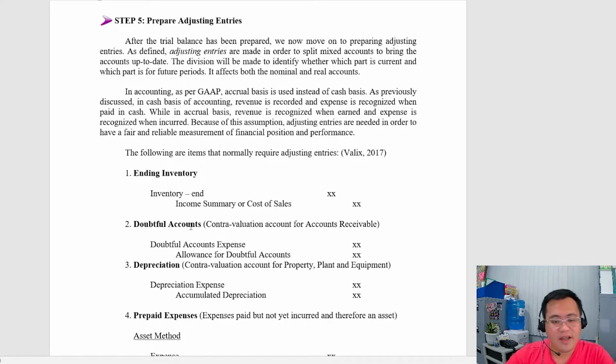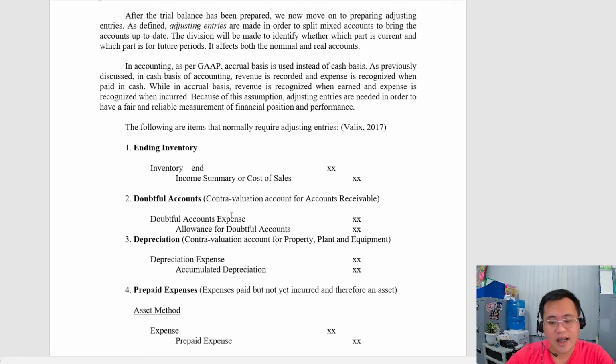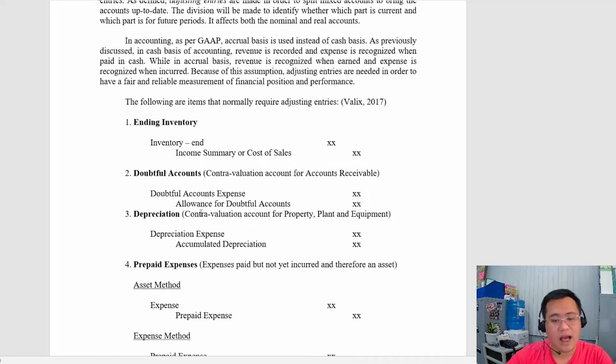Next, we have doubtful accounts. Doubtful accounts is the contra-valuation account for accounts receivable. Say for instance, your accounts receivable amounts to 10,000 pesos and you doubt that 2,000 pesos of your 10,000 peso accounts receivable is considered uncollectible, meaning there is no chance for you to collect the 2,000 pesos. That's why you have to set up a doubtful accounts expense of the same amount, and of course you credit it to allowance for doubtful accounts.